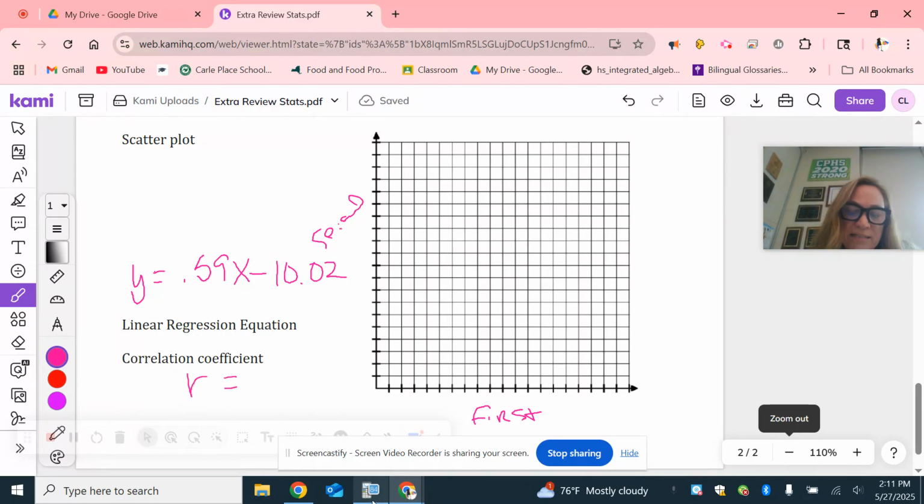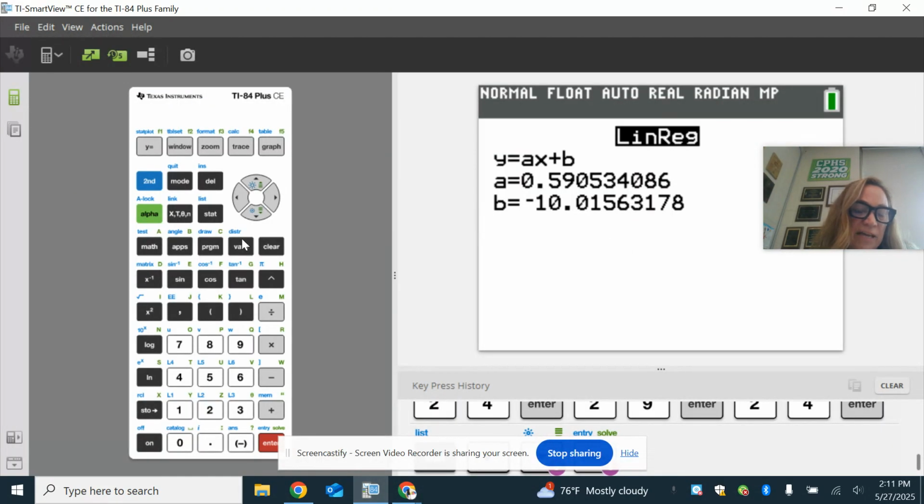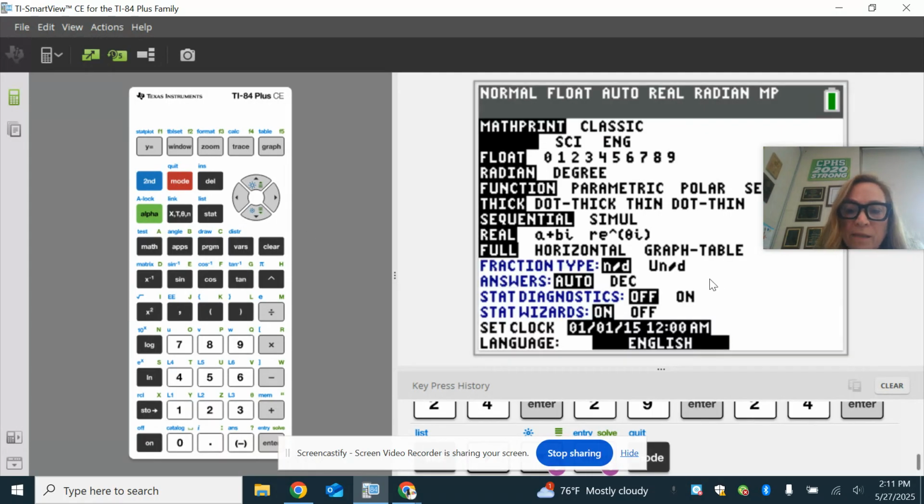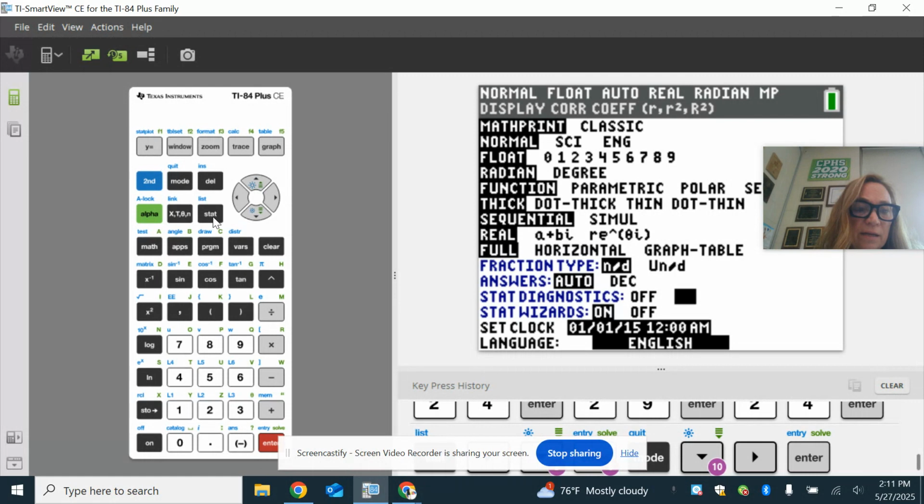The slope is positive, so r has to be positive. And I don't have diagnostics on, so this is actually a good learning moment. So you have to go to mode. You want to make sure stat diagnostics is on. So I got to go down here. If you don't get your R, your stat diagnostics aren't on.